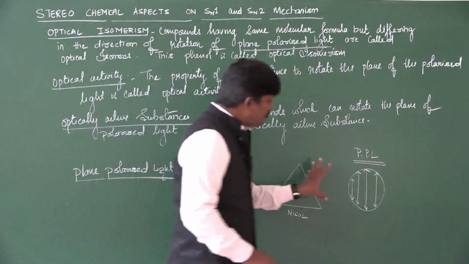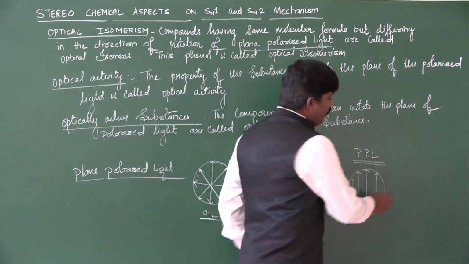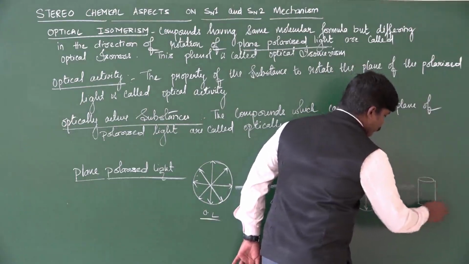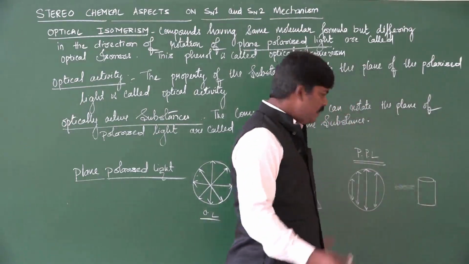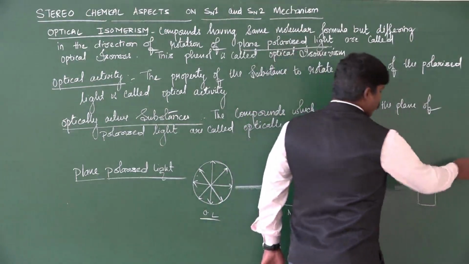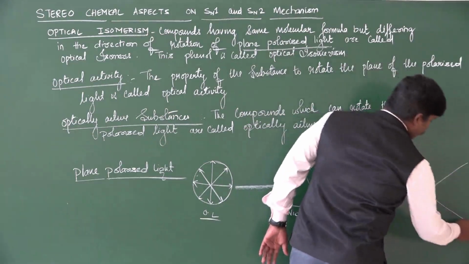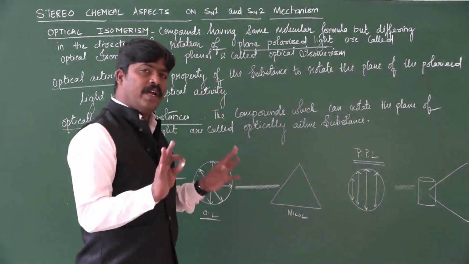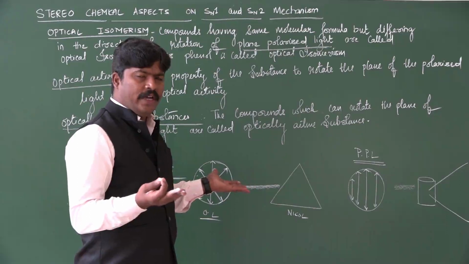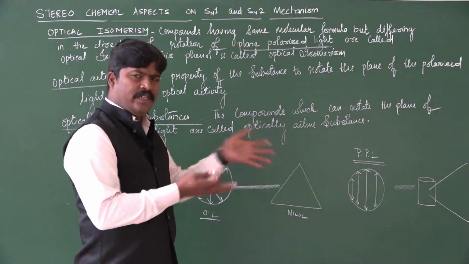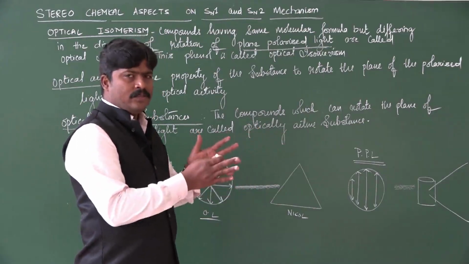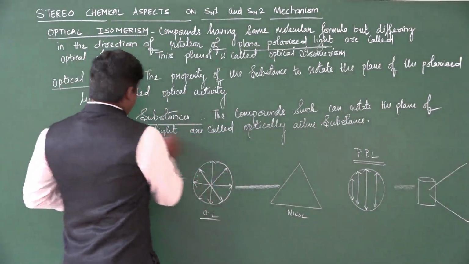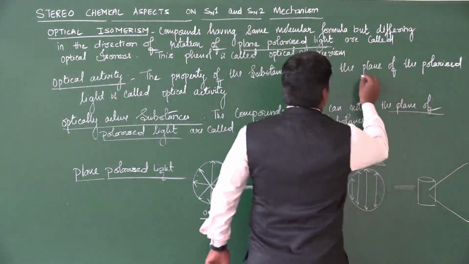Now, if I take this PPL and pass it through a solution of an organic compound, it has two ways to go. Either the light will go to the right side or to the left side. If it is optically inactive, then the light will not have any source of deviation; it remains the same. Without this, I am always saying the same thing, plane polarized light.